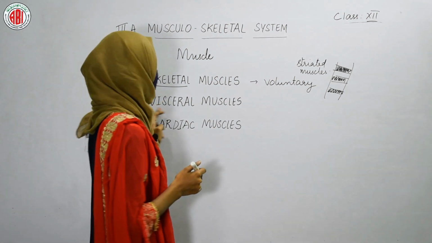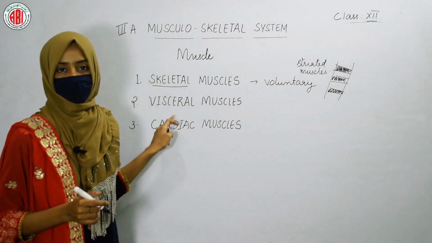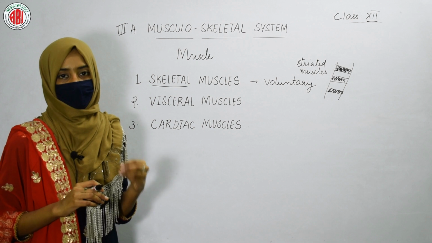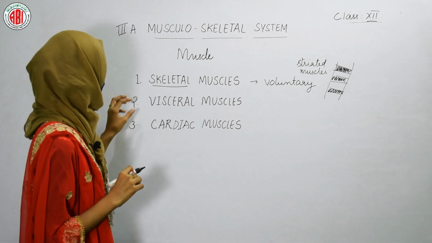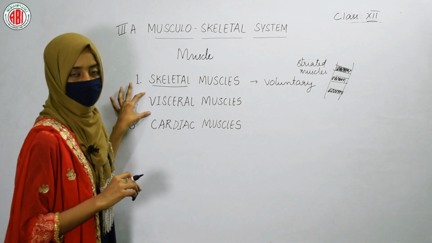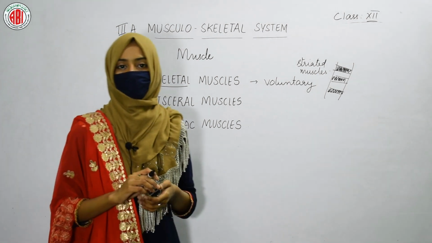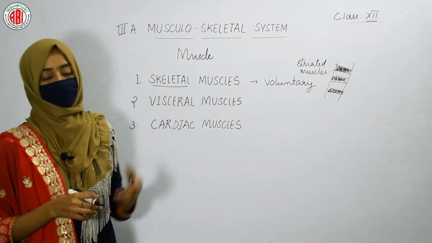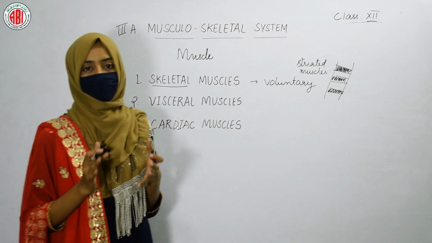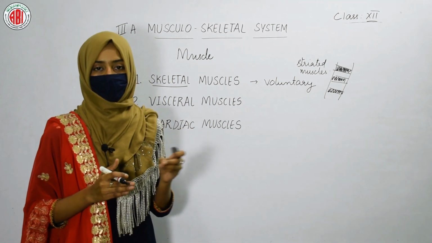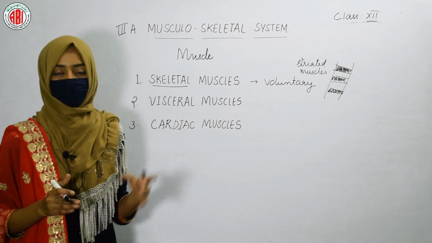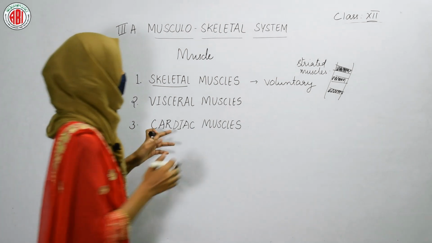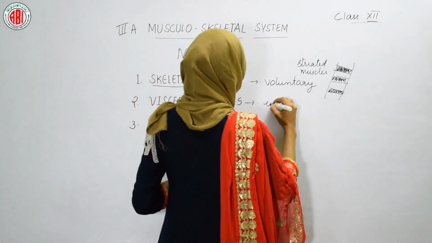The next one is visceral muscles. Visceral means internal organs. So the muscles found in our internal organs are called visceral muscles. We cannot make the contraction and relaxation of the esophagus. We cannot make the contraction and relaxation of the stomach, as they are internal, visceral organs. The contraction and relaxation of these muscles are not under our conscious control. So they are involuntary in function.